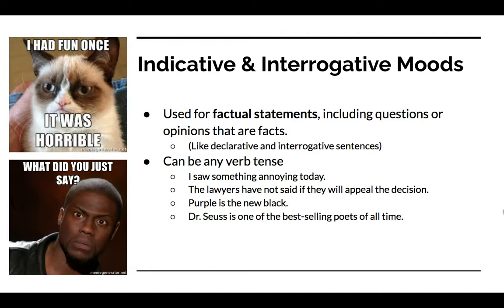All right, can be any verb tense. So we can put the indicative or interrogative moods in the past, the present, the future. We can use it in the past conditional, or any of the continuous tenses. That's the ones that end in ing. We also call them progressive tenses. All right, so they can be used in any tense. So let's take a look at some examples. I saw something annoying today. That is an indicative statement, a declarative statement. So it's in the indicative mood.